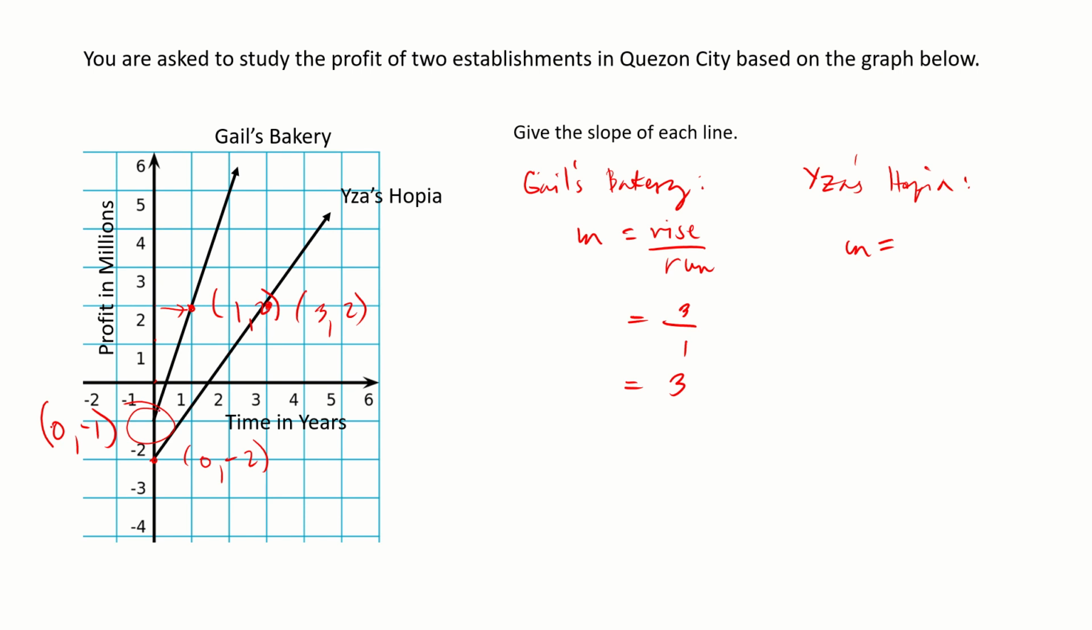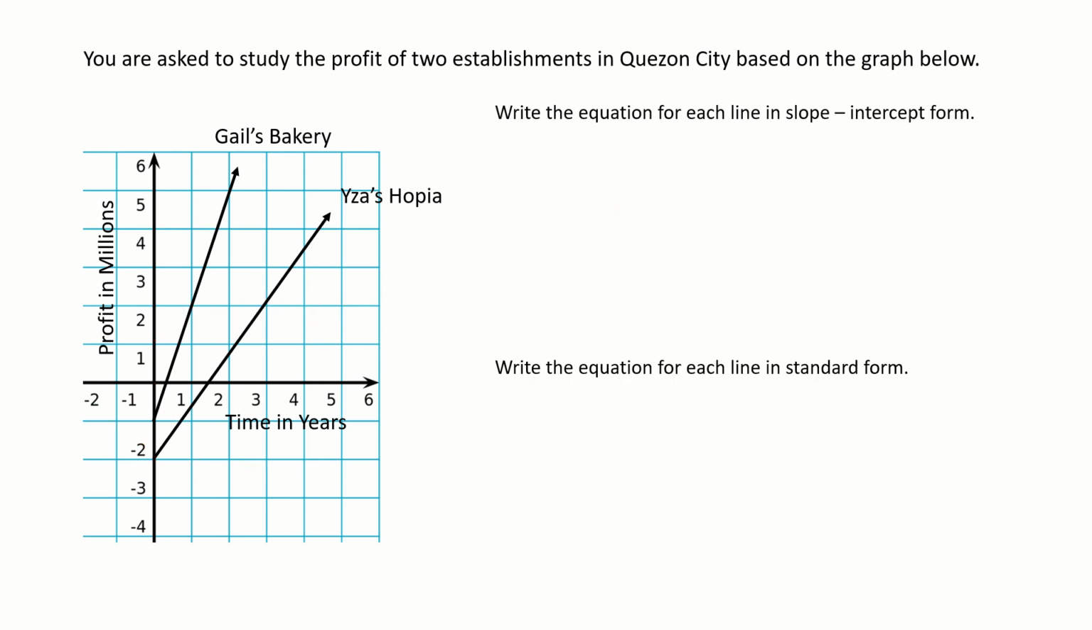So we go up 1, 2, 3, 4. So the rise is 4. Then the run is 1, 2, 3. So since we went to the right 3 times, that would be positive 3. So for Isa's Hopia, the slope is 4/3. Now let's continue.